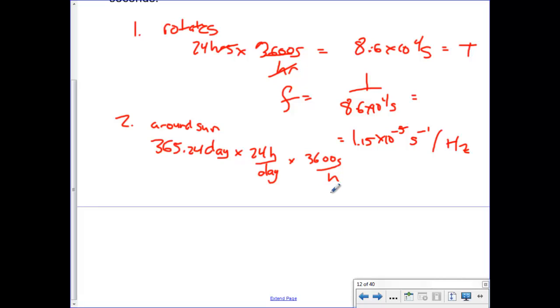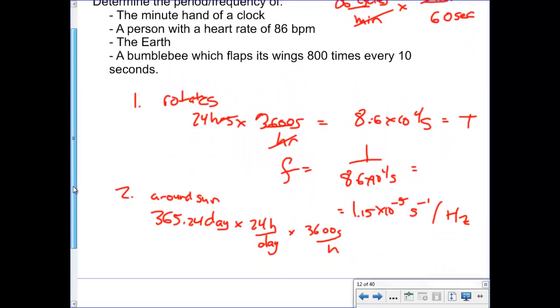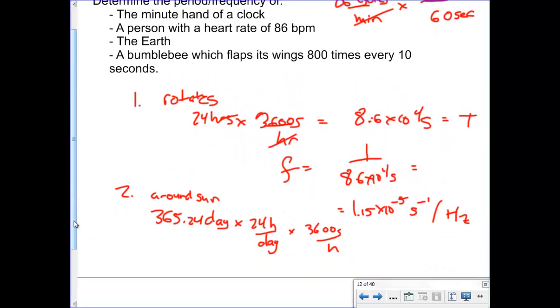Let's not bother doing the calculation here, but do you guys get the concept then? Once we solve for that, that would be the period, and then to find the frequency, go 1 divided by that period.